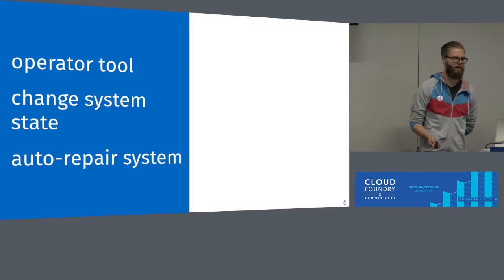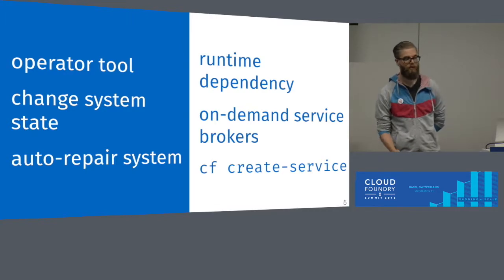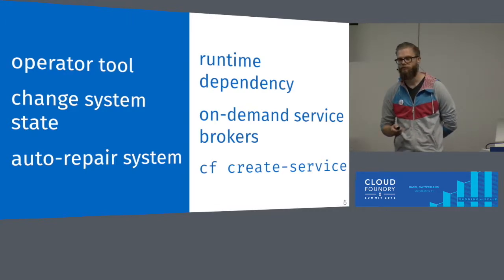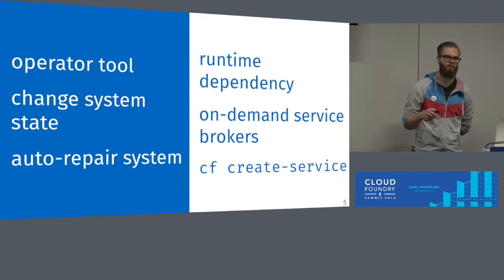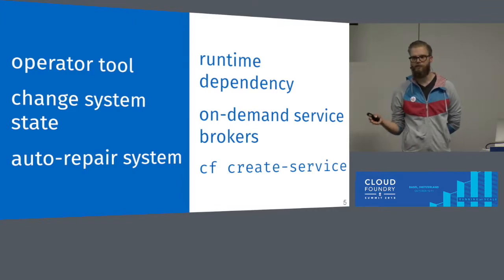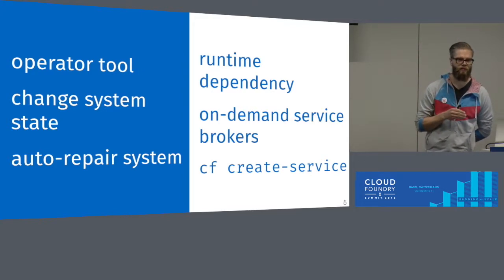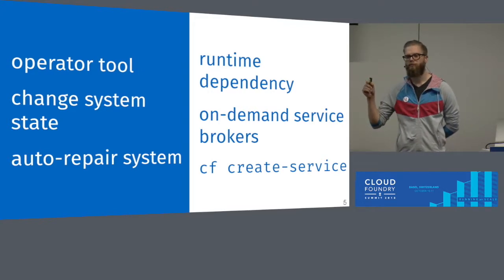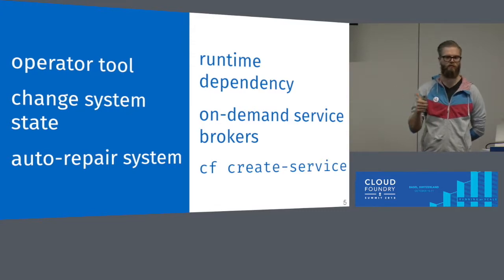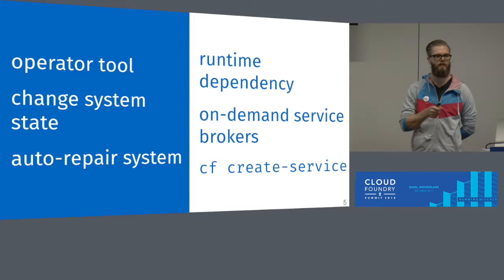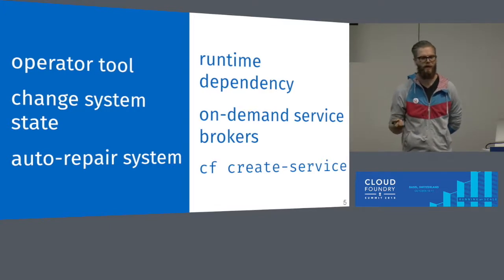But then something happened. Bosch became a runtime dependency. How so? On-demand service brokers happened, right? So now your customers typing cf create-service are talking to Bosch, which means if they can't do this, they A, are angry because they don't care about Bosch or whatever you might be using to give them their Postgres database, and B, they can't give you money. And that's always bad, right?